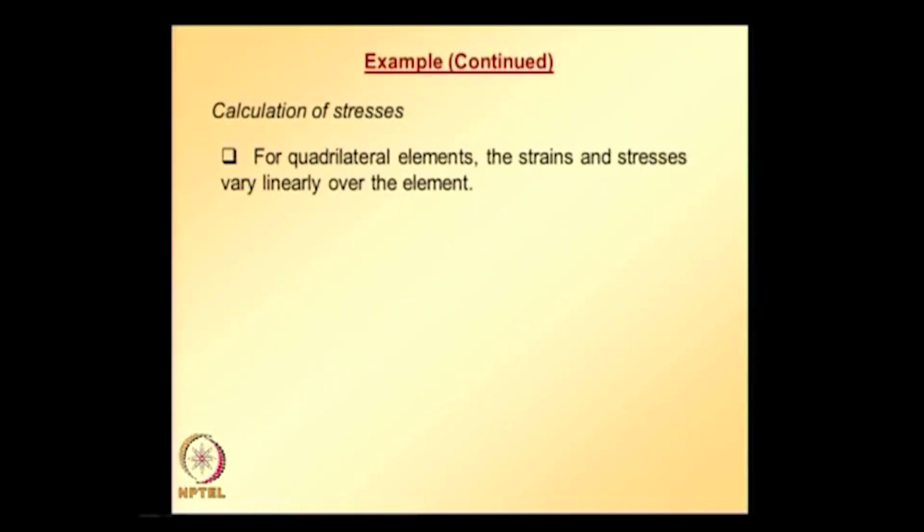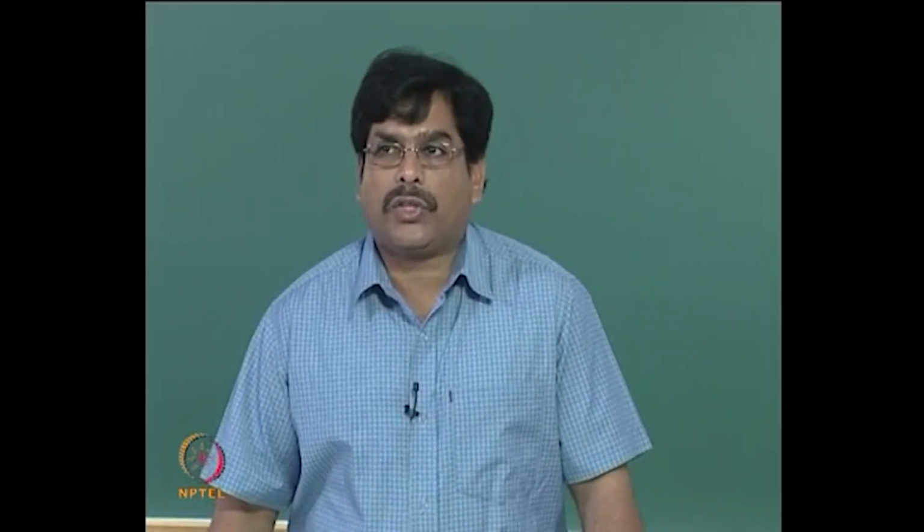Calculation of stresses for quadrilateral elements: the strains and stresses vary linearly over the element, because the B matrix is going to be linear over the element. So, for quadrilateral elements, strains and stresses vary linearly over the element.